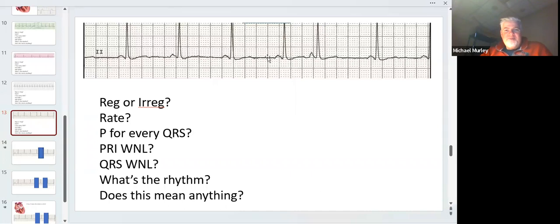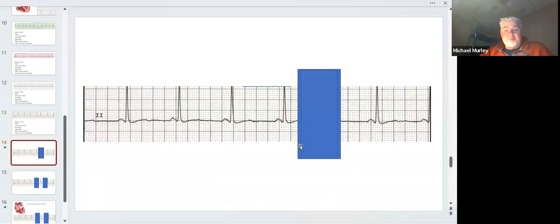I see P, P, P, P. That looks weird. P, P. So anytime I see something that looks weird, I'm doing pattern recognition. I literally just block it. I take my finger, a piece of paper, and now I'm looking for a P for every QRS. Yes. So I can call my underlying rhythm.